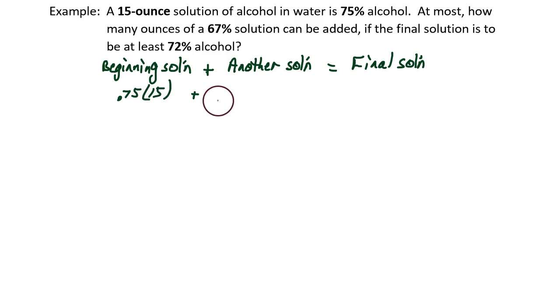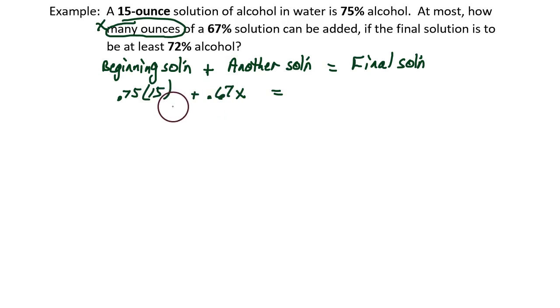We're adding another solution, but we don't know how many ounces we're adding. In fact, that's what we're asked to figure out. So when we choose a variable, we will use that variable to represent how many ounces of that new solution we're adding. Let's choose the letter X for that. We know that it is 67% alcohol. So 0.67 times the amount of that solution is actually alcohol. The rest of it is water.